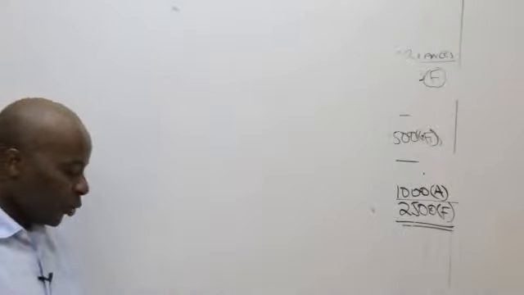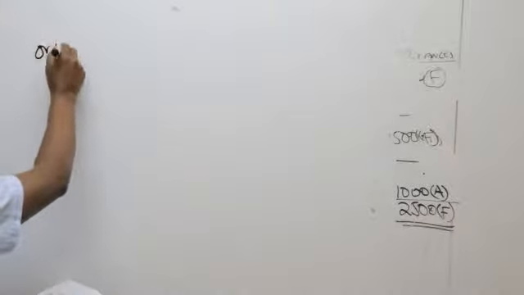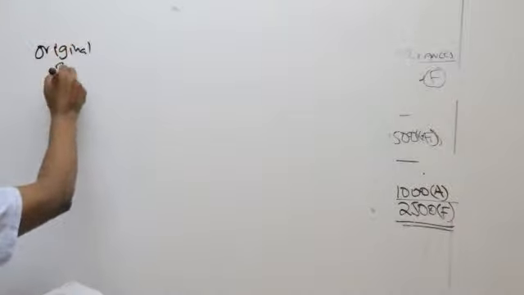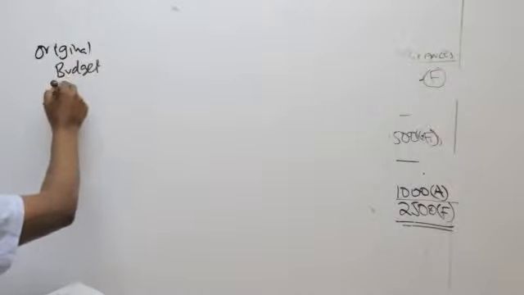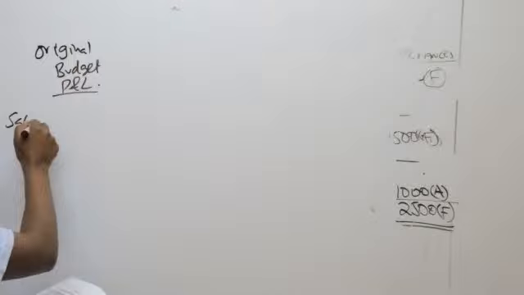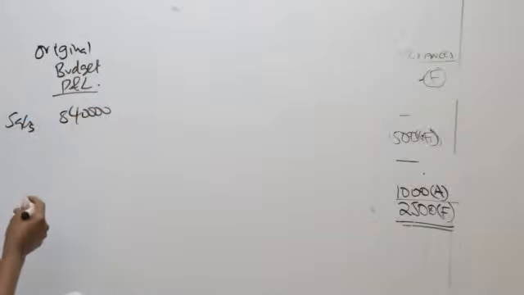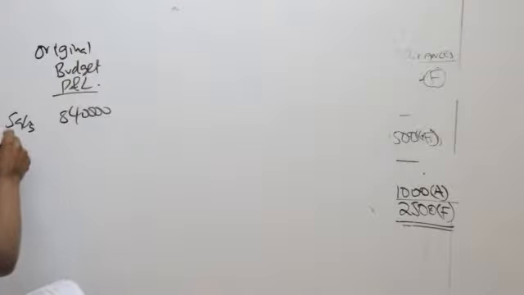Now, what I'll do, first of all, I'll give them their original budget, P and L. So I can see the sales. Sales, 840,000.